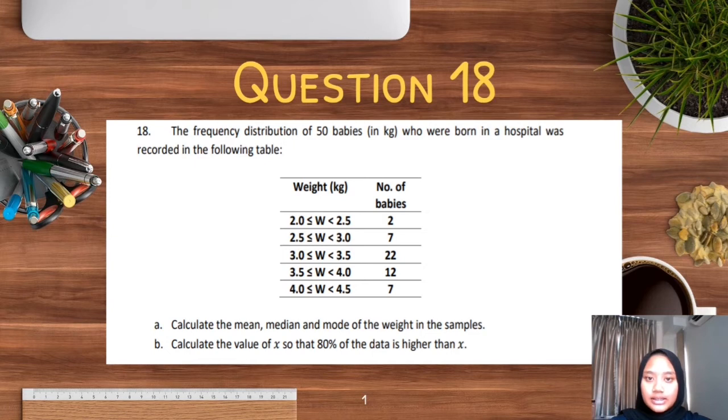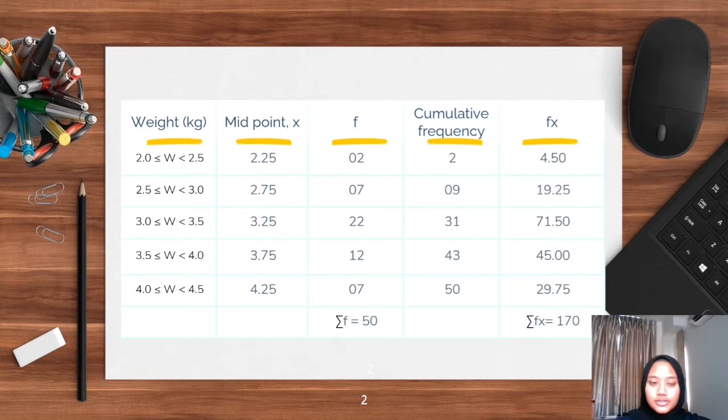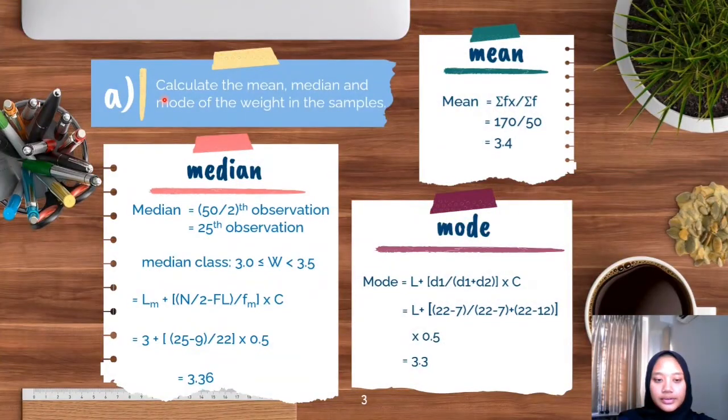So for question 18, the weight and the number of babies are given in the table. First, construct a table of data for weight, midpoint, frequency, cumulative frequency, and fx. Then calculate the mean, median, and mode of the weight in the samples. For mean, we use the formula of total fx over total f. We get the answer 3.4.